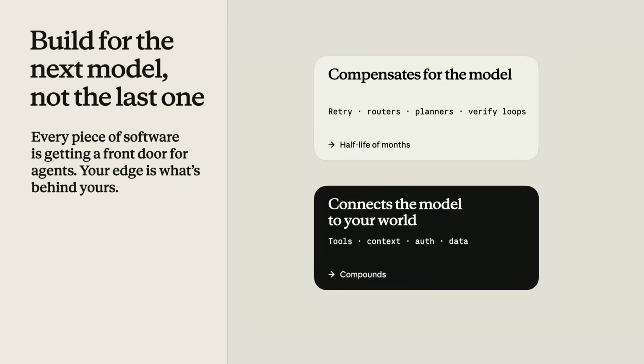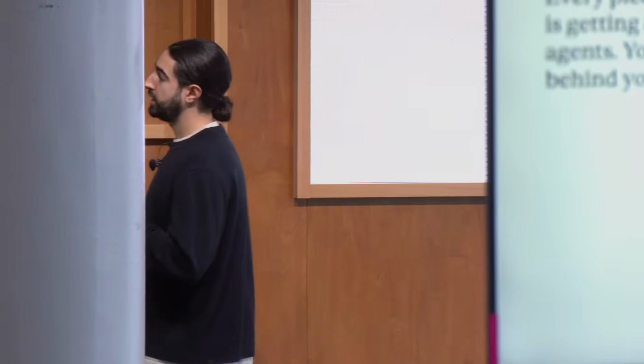So now to wrap up the call and bring it back to the main theme and the main point that we really want to get across. The rule that you should have in your mind is any code that you are writing that is compensating for model unreliability will have a half-life of just months. You should leave that work to us.